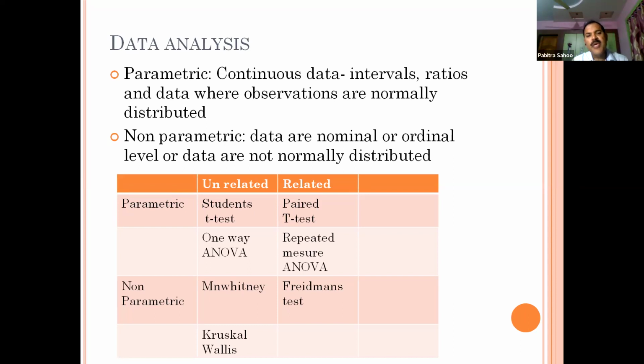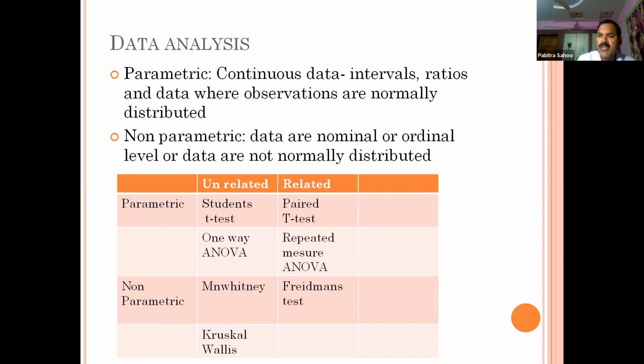The same thing, if you are dealing with the same subjects taking repeated measurements at intervals in the same group of subjects, then you can use repeated measures analysis of variance. Most of the statistics use this type of analysis: t-test, student t-test, or paired t-test, ANOVA or repeated measures ANOVA.